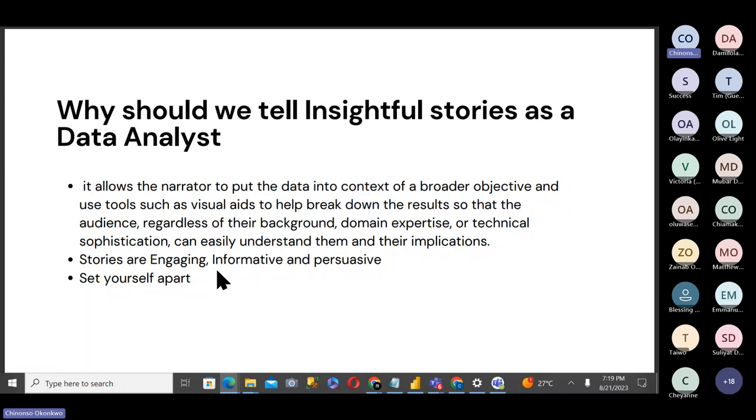Also again, why should we tell insightful stories as a data analyst? This is where I bring it for you: set yourself apart. I think there is this notion, which I'm not going to correct or discorrect, that the data analyst world is saturated. There are lots of data analysts out there. The job market is saturated, in any industry, or maybe the data analyst world more.